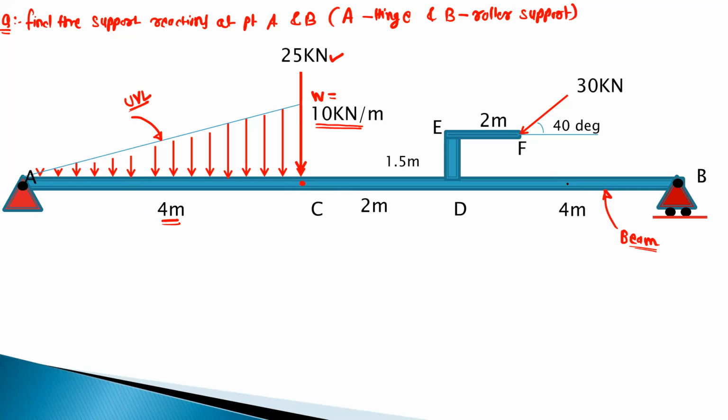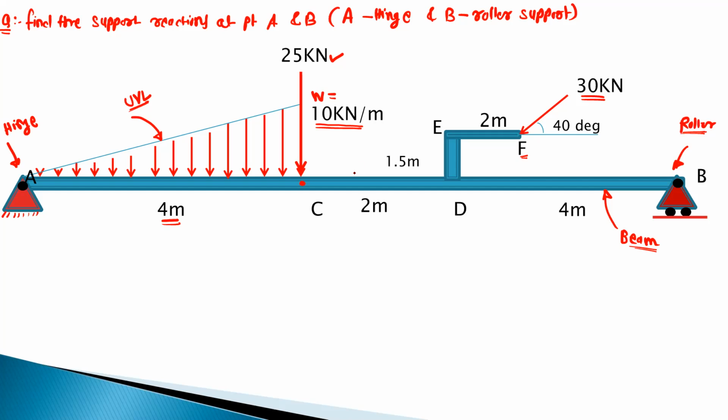Then at point F, there is another point load of 30 kilonewton. It is acting at 40 degrees with respect to the horizontal. And this part DEF is the extended portion of the beam AB, so it is part of AB. So we have to find out the reactions at point A and the reactions at point B. This point A is the hinge support, and the point B is the roller support.